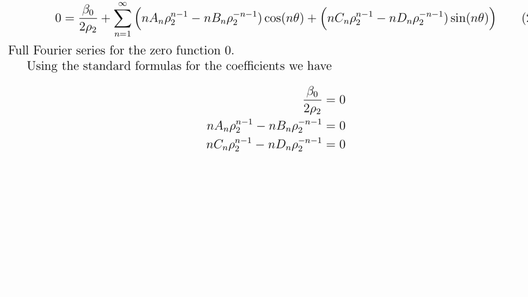Let's next look at the second boundary condition given at the top of the screen. This is, as mentioned earlier, the full Fourier series for the zero function, and that tells us that, in fact, all the coefficients are going to be zero. So the standard coefficients that involve the integral of the left-hand side 0 will give 0, giving these three equations for beta 0 and formulas relating A n and B n and C n and D n.